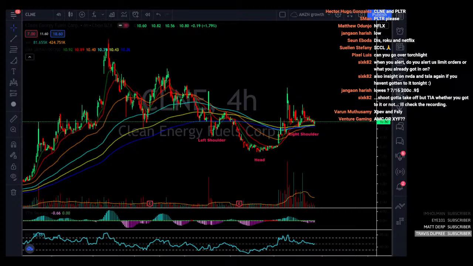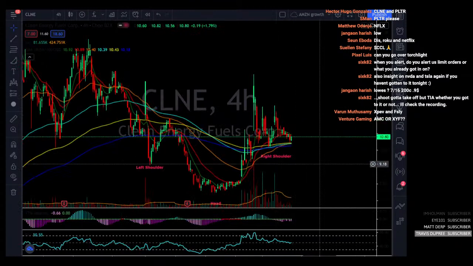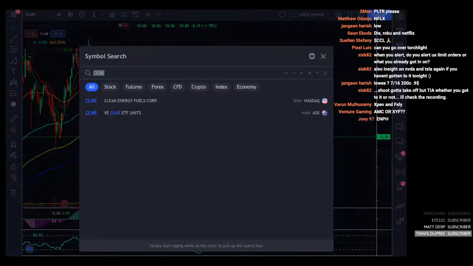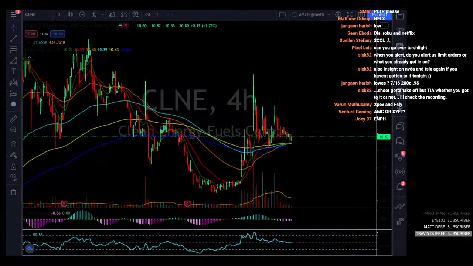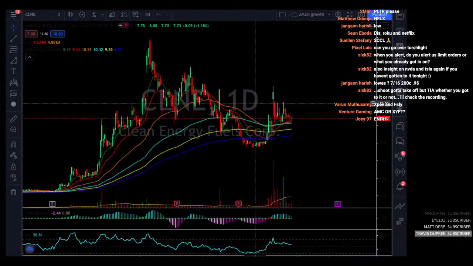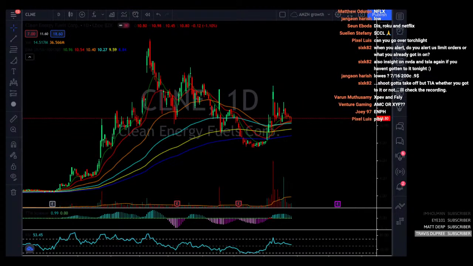I'm sorry, I'm back. And as I was saying, for CLNE, there is an inverse head and shoulders. If you go on a larger time frame for CLNE, you can kind of see a cup and handle. This does qualify. Actually, I don't know. It's pretty questionable, but as I was saying, it does look pretty questionable.